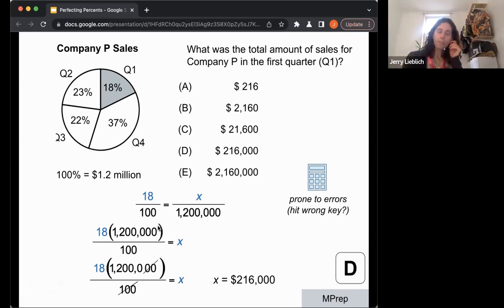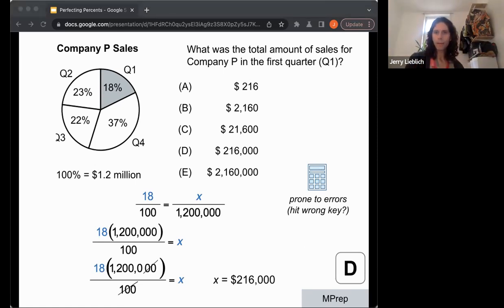I would also say, if you calculate it, use that estimation as a check and say, okay, let's say I got 2,160. Ask, does that make sense? Could that be 18% of 1.2 million? Seems a little low. So using these tools, both of calculation and of estimation, to help make sure we're accurate.